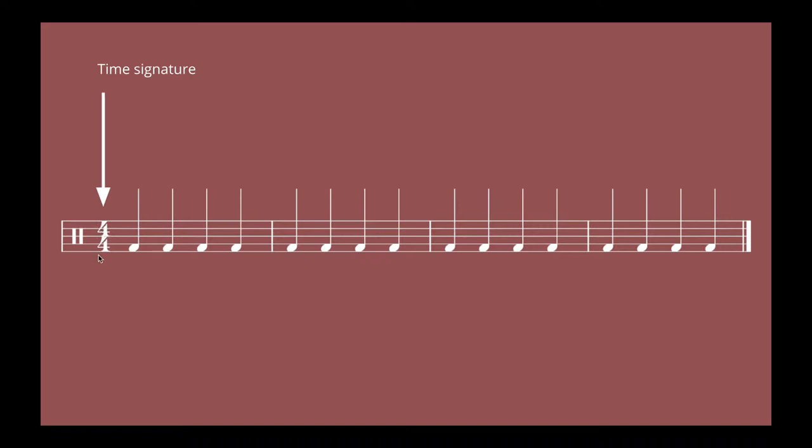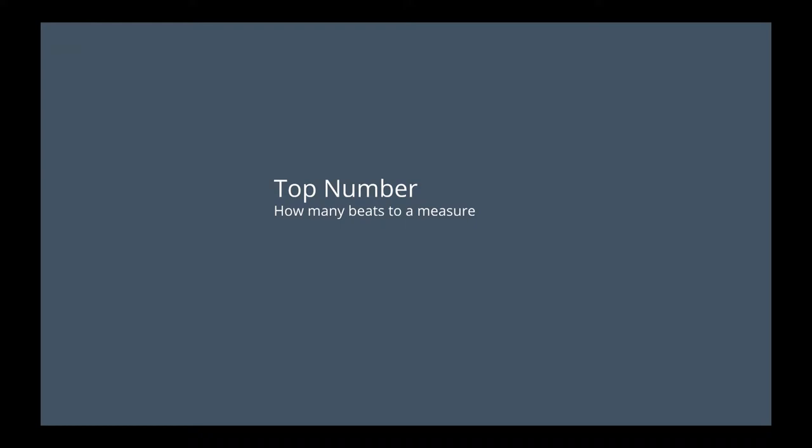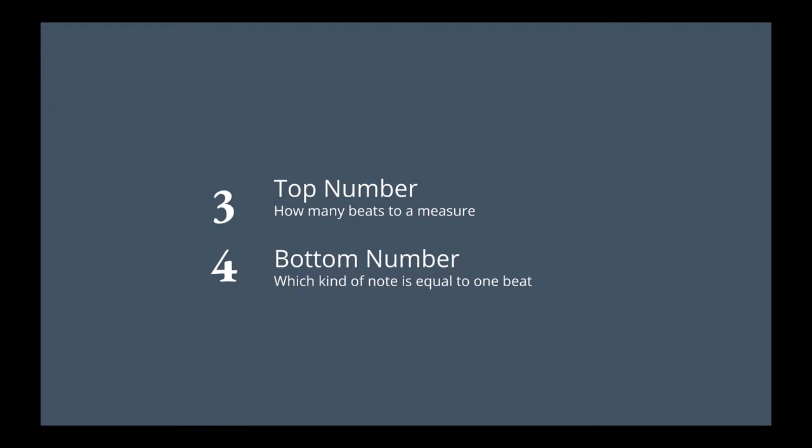Okay, and if we come on down here, this is also a time signature. This is 3-4. Okay, so let's go ahead and break down the time signature. So the top number is how many beats to a measure, and the bottom number is which kind of note is equal to one beat. All right, so if we have a 3-4 time signature, that means that we have three beats to a measure. You can see here we have 1, 2, 3, and that bottom number is going to be a quarter note. It means the 4 means that a quarter note gets a beat, okay?